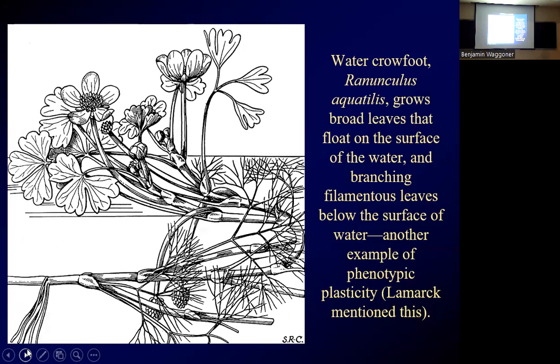It's Ranunculus aquatilis. It's a relative of buttercups, and it grows half submerged. The part of the plant that is above the surface of the water grows broad leaves. And the part of the plant that's below the surface of the water grows leaves that look like bundles of branching filaments.